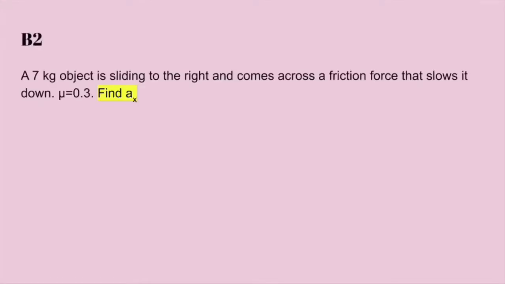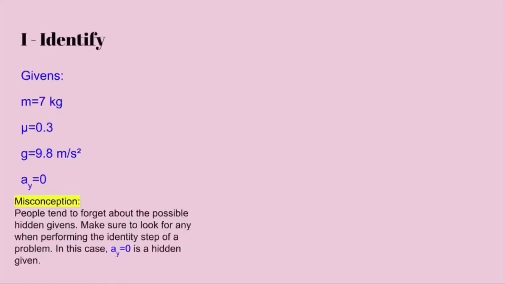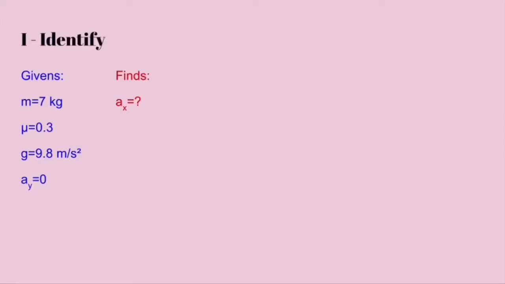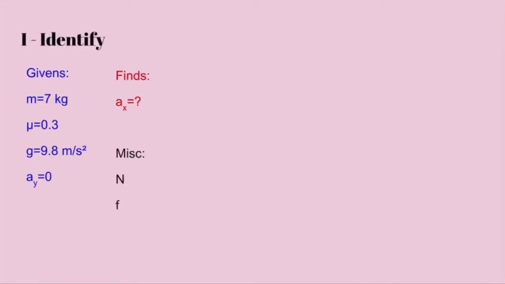Moving on to the second problem. A 7 kg object slides to the right and encounters a friction force that slows it down. Mu is equal to 0.3. Find the acceleration in the x direction. The givens are mass is 7 kg, mu is 0.3, acceleration of gravity is 9.8 meters per second squared, and acceleration in the y direction is 0 because the object is not moving vertically. The find is the acceleration in the x direction, and the miscellaneous forces are normal and friction force.